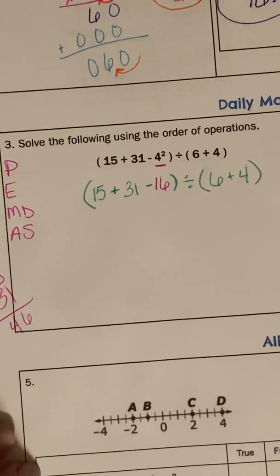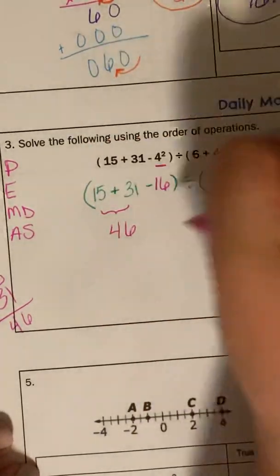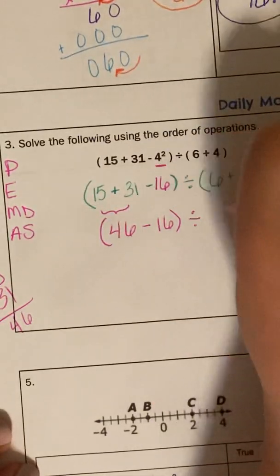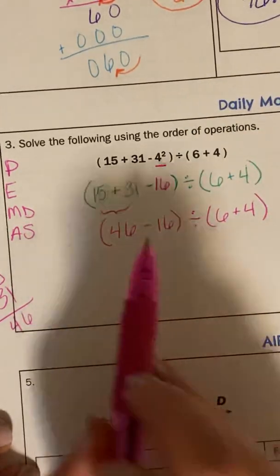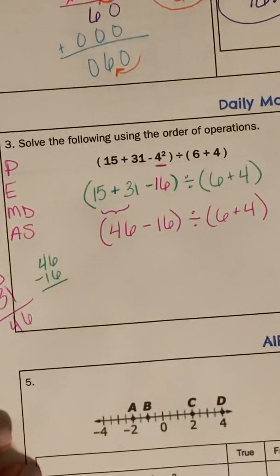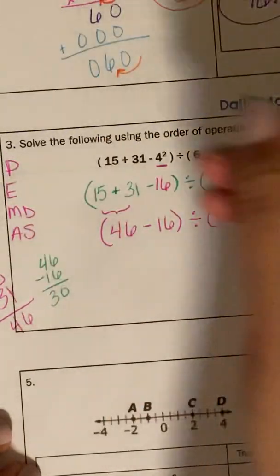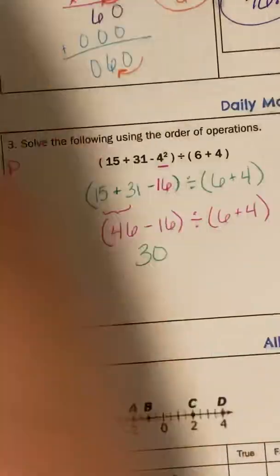We have 46 here, minus 16. I'm bringing everything else down that I didn't use yet. 46 minus 16, let's do that off to the side. 6 minus 6 is 0. 4 minus 1 is going to be 3. So our answer here, we have 30. Nothing else in the parentheses, so we can drop that.